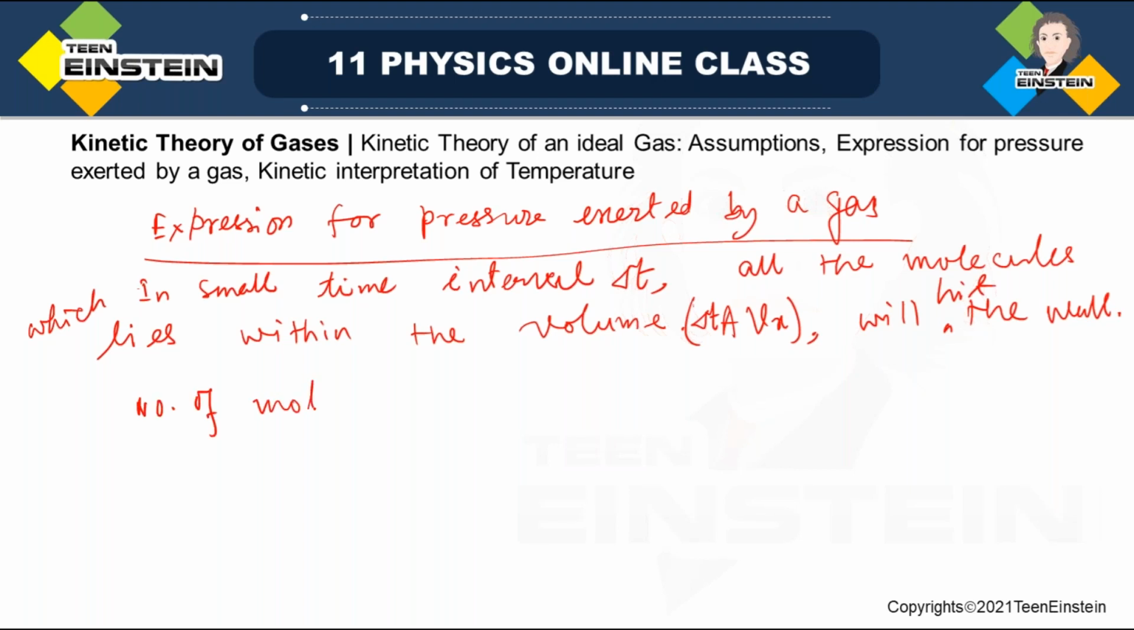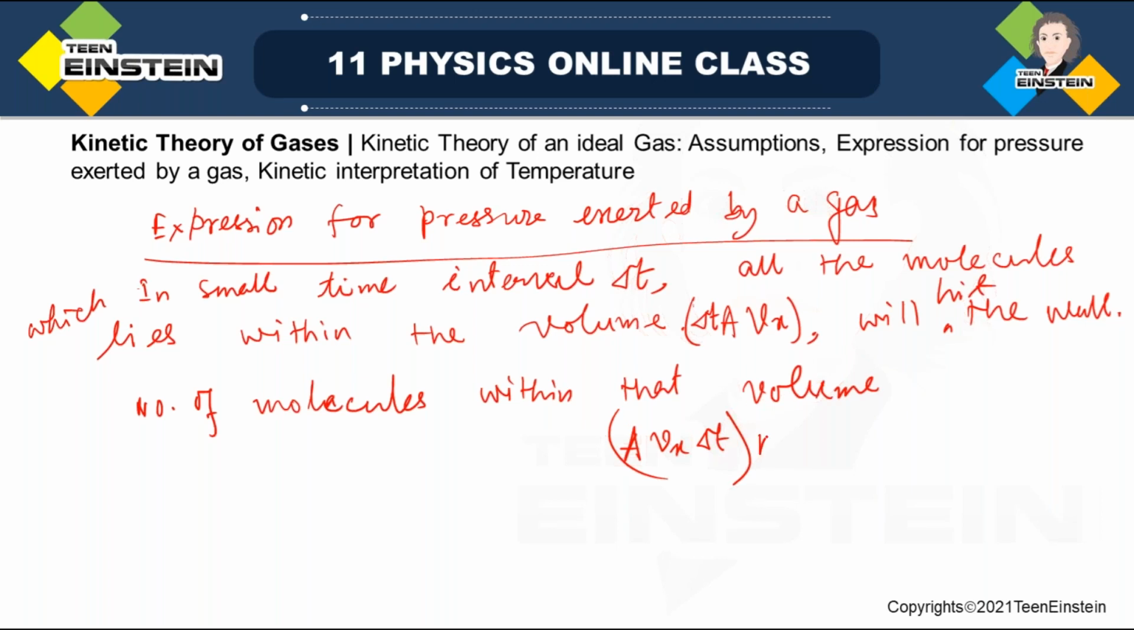Number of molecules within that volume. So we have A Vx delta T as the volume, and in the parent volume there is small n number of molecules. So within this volume there will be A Vx delta T into n number of molecules.